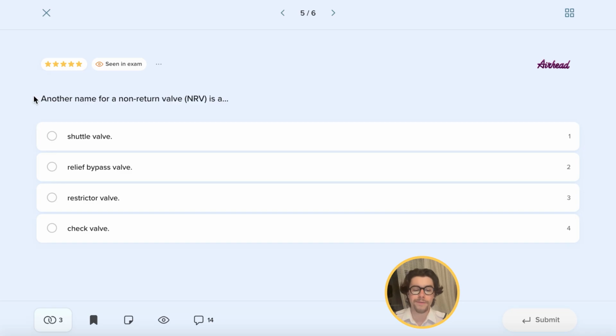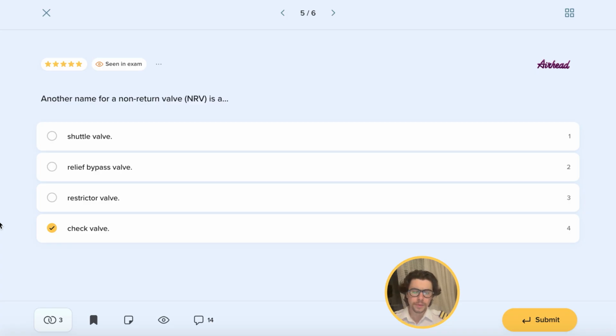For question number 5, another name for a non-return valve is... so we have quite a few valves here, and I highly recommend that you study all of them. Of course, a non-return valve is a check valve. This is a valve that lets fluid through only one way, similar to a diode in an electrical system.